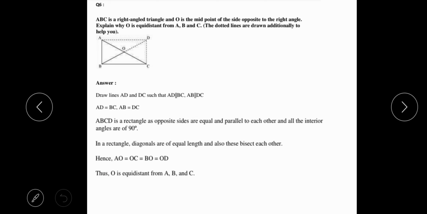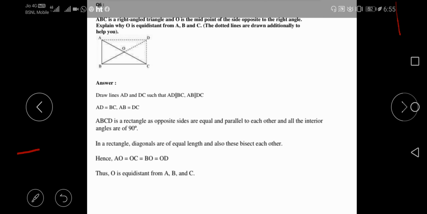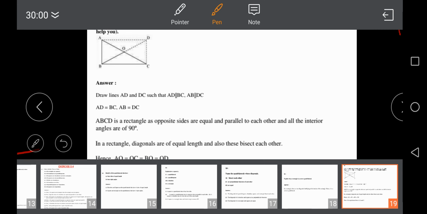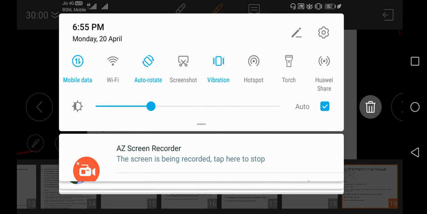So this is the last question of this chapter. You should do more and more practice to solve this kind of question. So please do more and more questions.